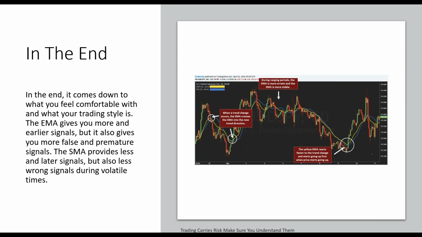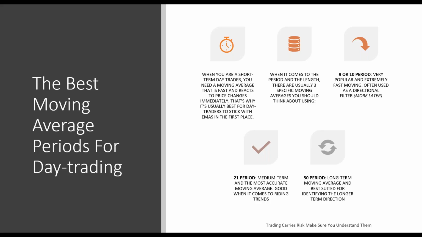The EMA gives you more and earlier signals, but also gives you more false and premature signals. The SMA provides fewer and later signals, but also fewer wrong signals. But again, I only use SMAs or EMAs and multiple moving average crossovers for alerts, telling me something is about to happen, telling me to look out because something is happening in price movement. So when you are a short-term day trader, you need moving averages that are fast and react to price changes immediately. That's why it's usually best for day traders to stick with EMAs in the first place.